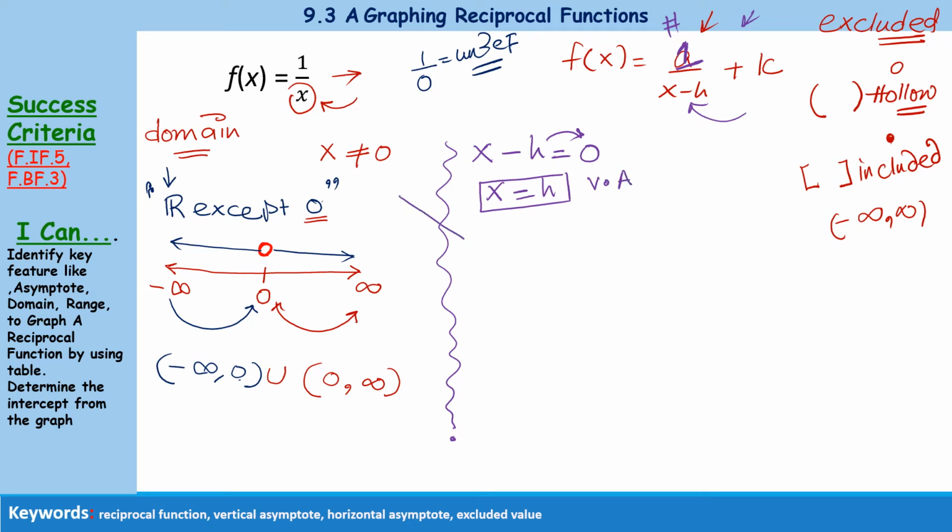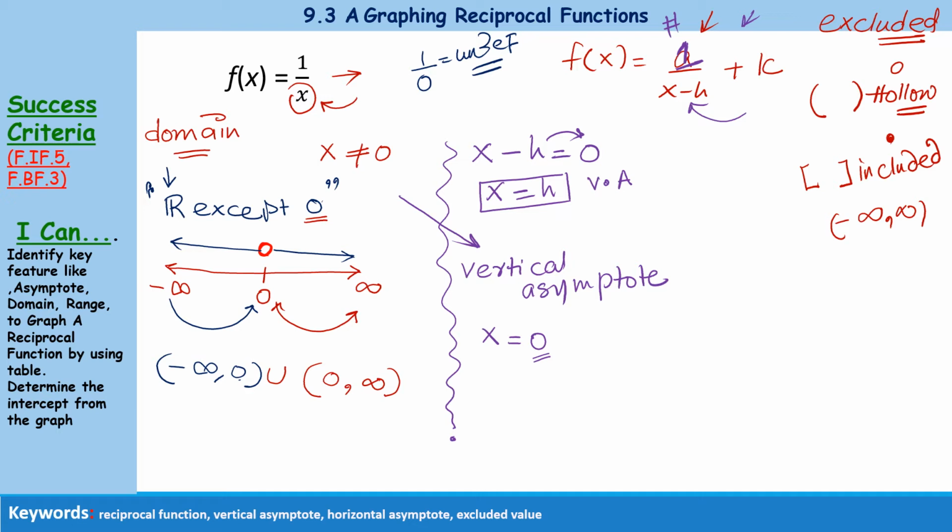So h is that excluded value. In your case, the vertical asymptote is 0, so when you represent the vertical asymptote, you write x equals 0. Now, what does it mean? At 0, the equation becomes undefined. But in place of x, rather than putting 0, if you put a very small number, let's suppose 0.000001, you will get an answer. Or if you put negative 0.0001, you will also get an answer.